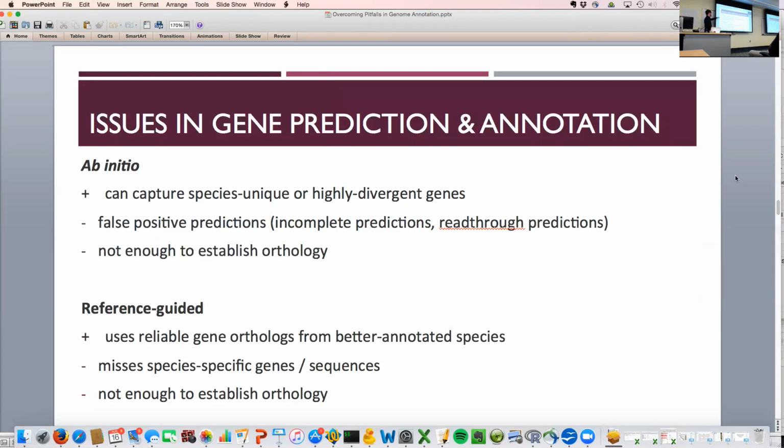They also make a lot of false positive predictions, combining multiple genes or only finding a handful of exons of the complete gene, which is not enough to establish orthology.